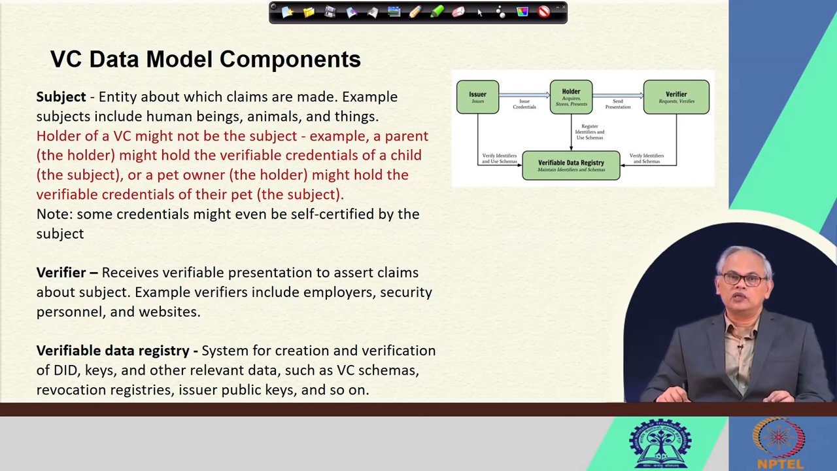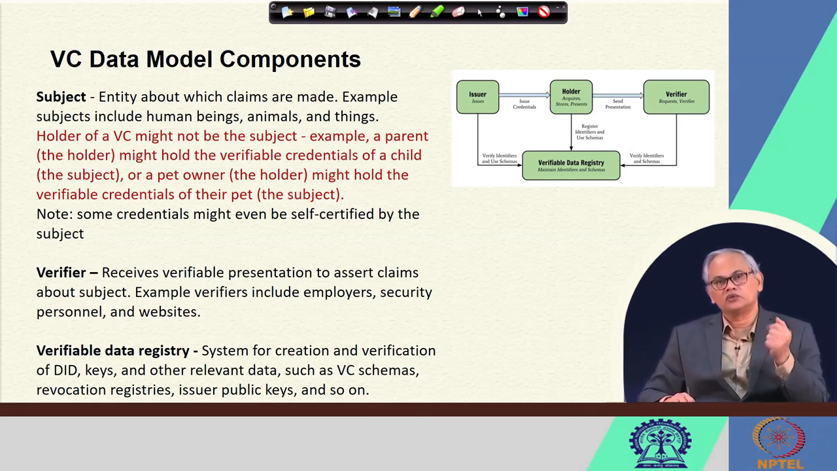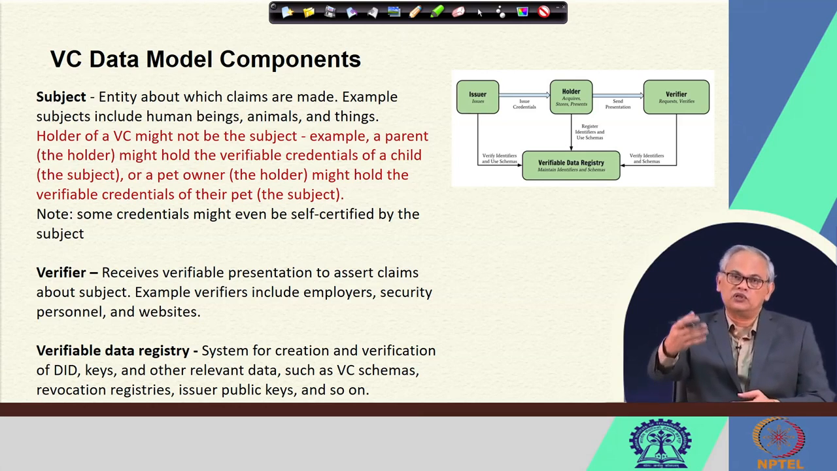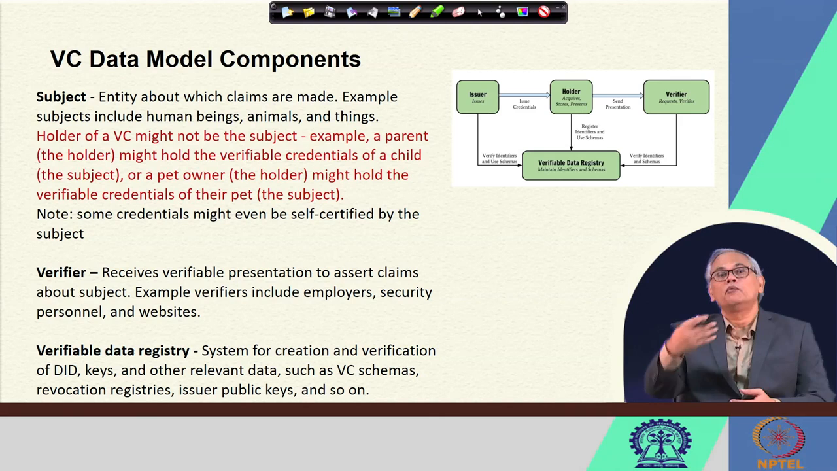Also, it will have the public keys of the issuer, of the holder and so on, which can be used to check whether indeed it was a correct issuer who was issuing that VC, and also that it was actually issued to that holder who is now presenting the VC to the verifier. And also there will be some revocation details.